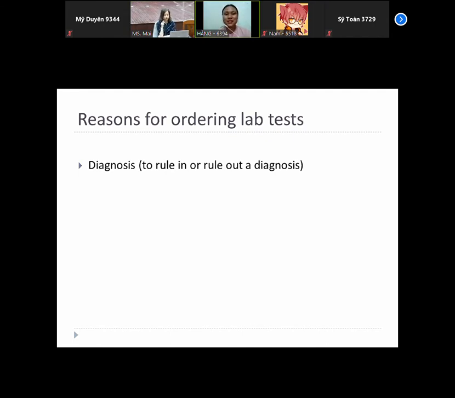The second reason is monitoring. Through indicators and pictures, the doctor can closely monitor the situation, drug compatibility, and speed of recovery of patients. From that, developing an appropriate treatment regimen for the patient.